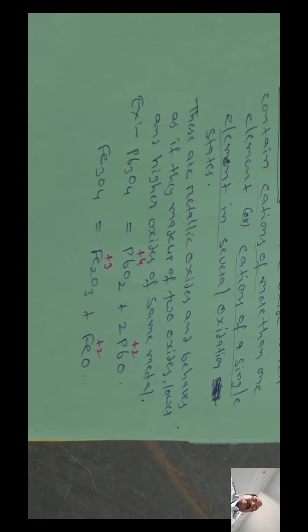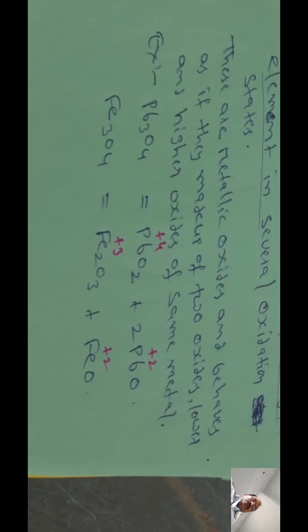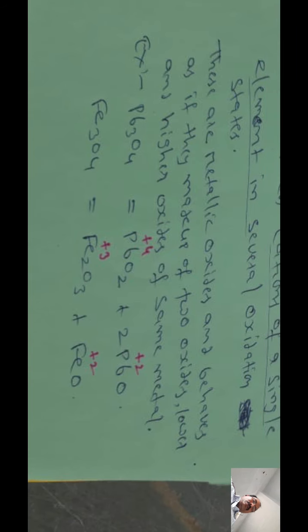In PbO2, the oxidation state of lead is, see here, clearly I mentioned with pink color. Pb shows +4 oxidation state in PbO2. Pb shows +2 oxidation state in PbO. See here, these are metallic oxides and behave as if they are made up of two oxides, lower and higher oxides of the same metal. Here Pb3O4 is made up of PbO2 plus PbO.